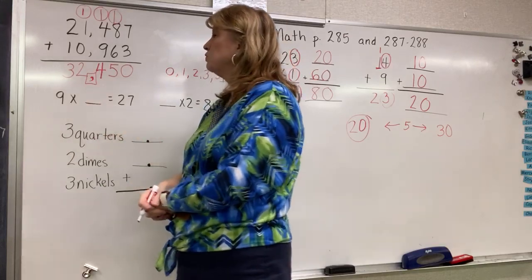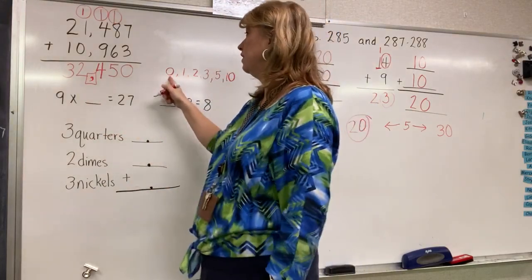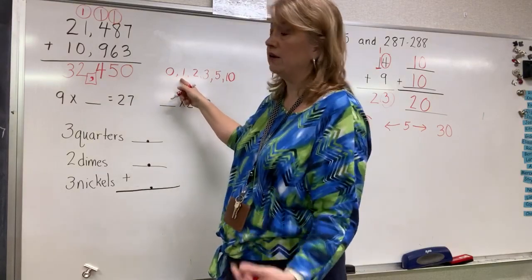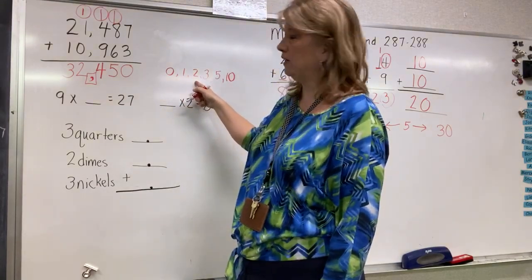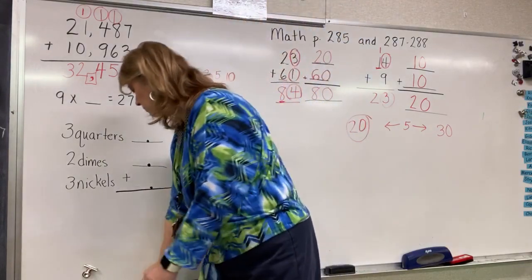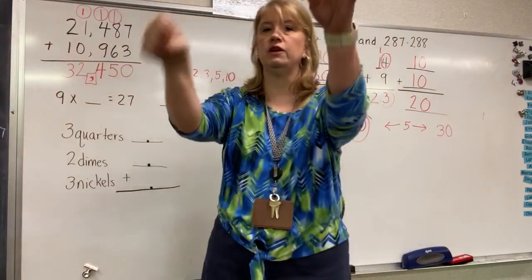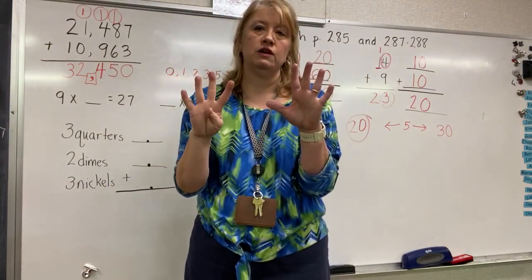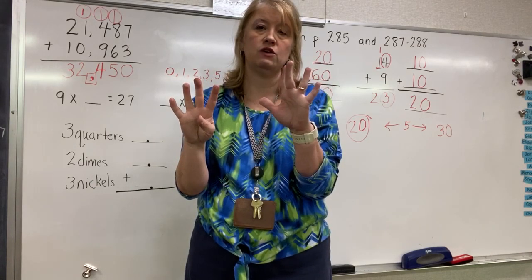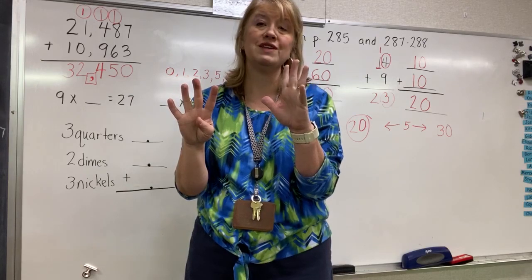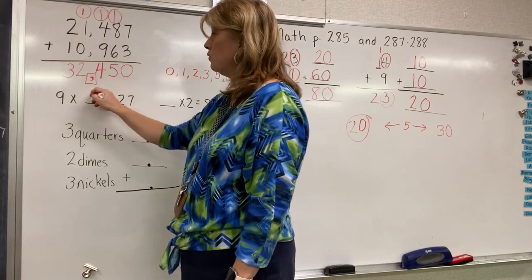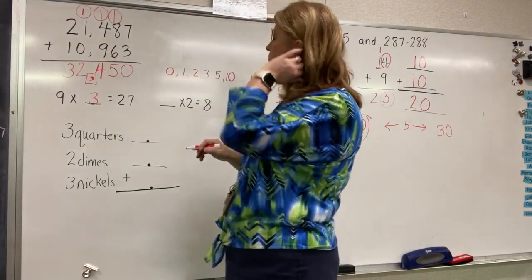Now, 9 times what equals 27? 9 times 0 would be 0. 9 times 1 would be 9. 9 times 2 would be 18. 9 times 3, we have to hold up our 9 fingers and we're counting by 3s. 3, 6, 9, 12, 15, 18, 21, 24, 27. So 9 times 3 equals 27.